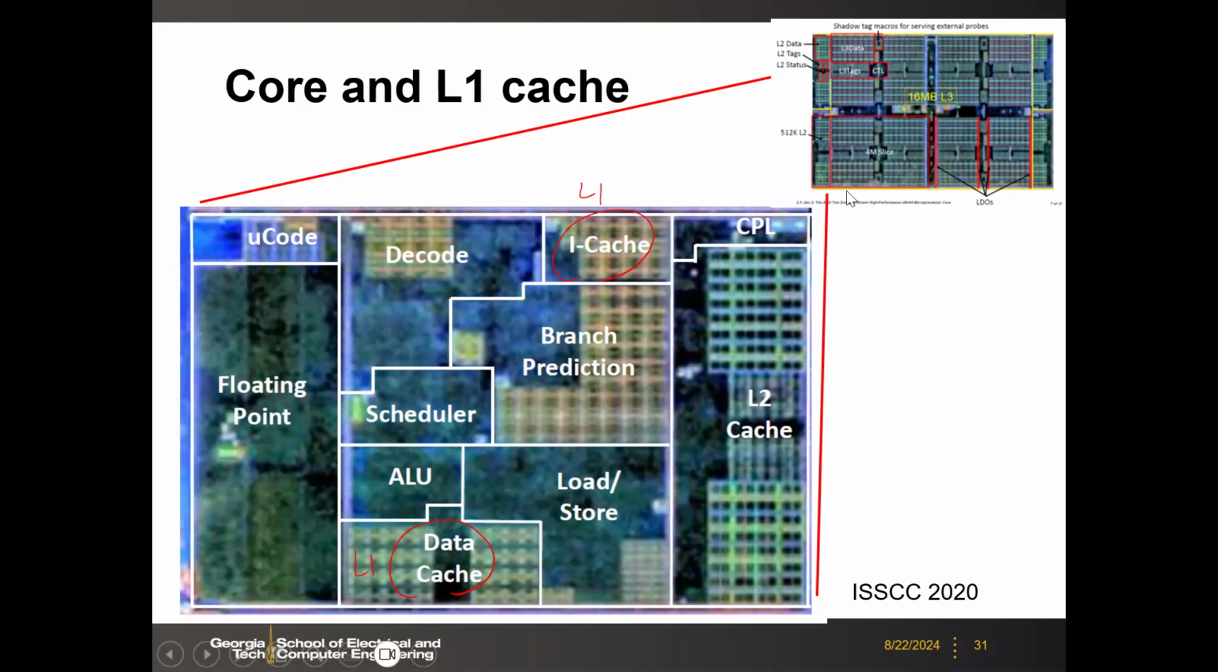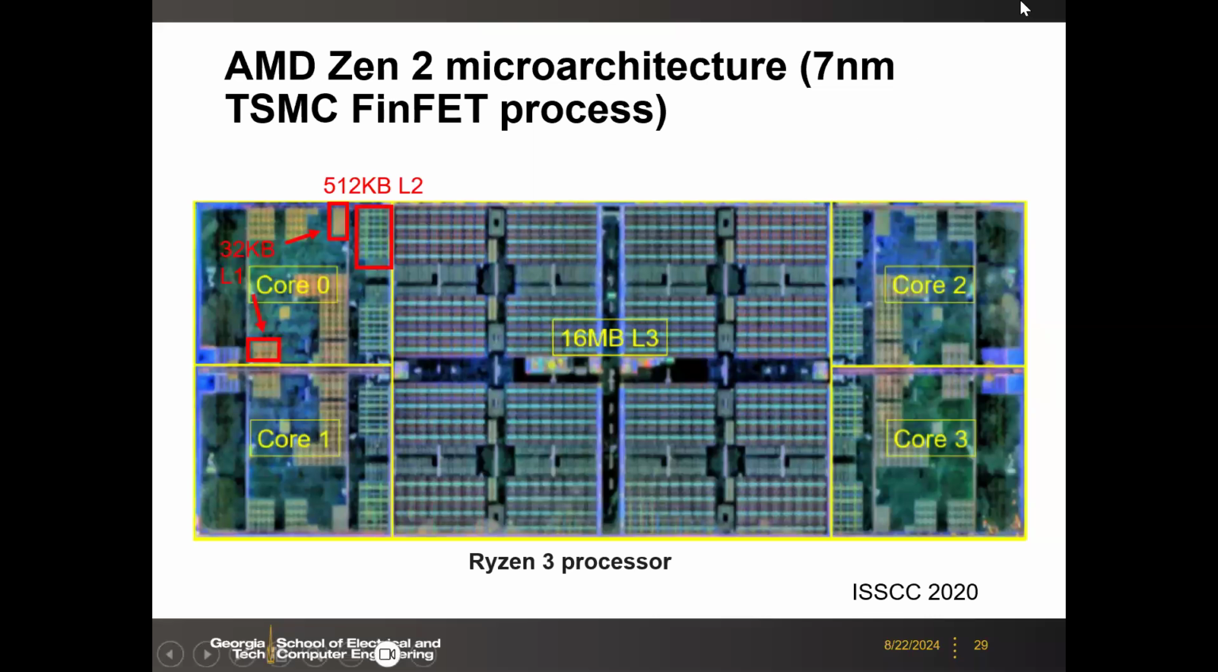Again, most of the silicon area is occupied by the L3 cache. You look at this one, right? L3 cache by itself is already more than 50% of the total processor's core area.